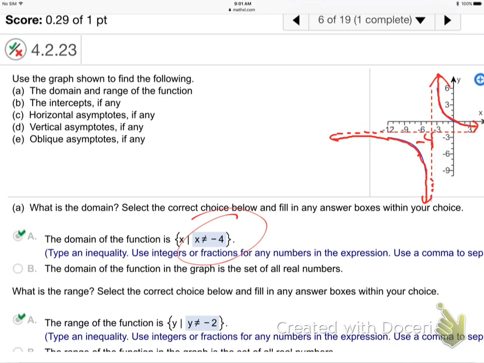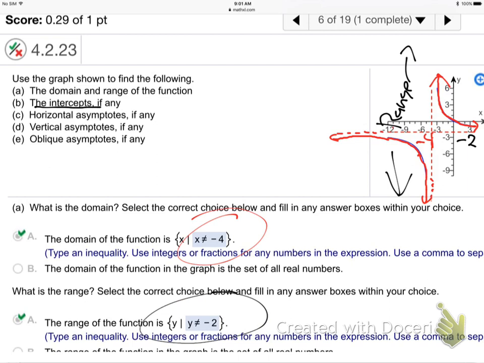So if I write range, range is basically how high and low. What vertical coverage does the graph do? Well, it goes up forever, down forever, but it never hits the height of, what is that? Looks like -2, doesn't it? Yep. Never hits the height of -2, so I say all y values, all heights, except not -2. That's the range. Good? Moving on.